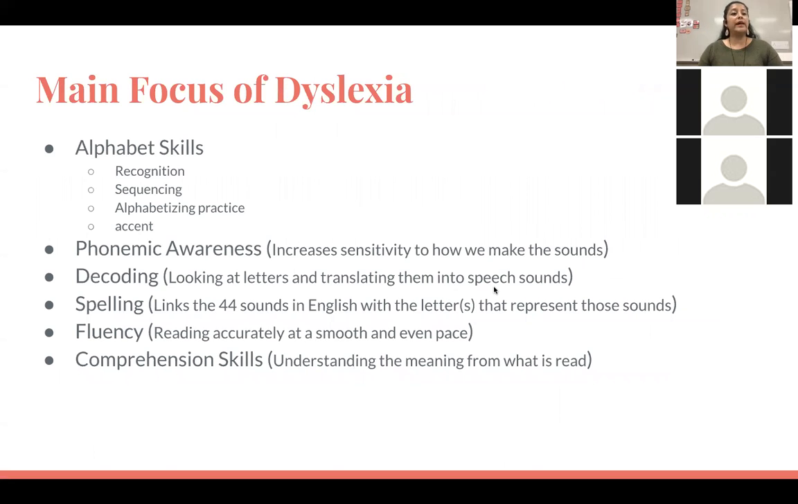The main focus in my class is working with those alphabet skills: recognizing, sequencing, alphabetizing, and accenting. We also do the phonemic awareness, which is the sensitivity to sounds. If you notice, I have these sound pictures back here, and we're really focused on what our mouth is displaying and what the sound is, so that they can identify and be able to write those letters. Then we're doing the decoding with those sound pictures. We do the spelling, the fluency, and the comprehension skills.